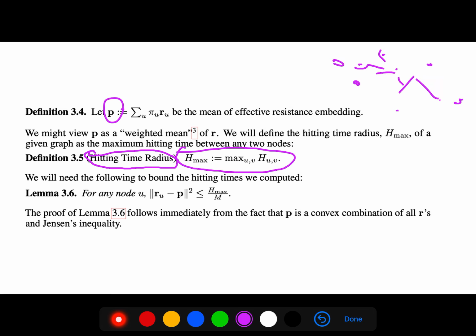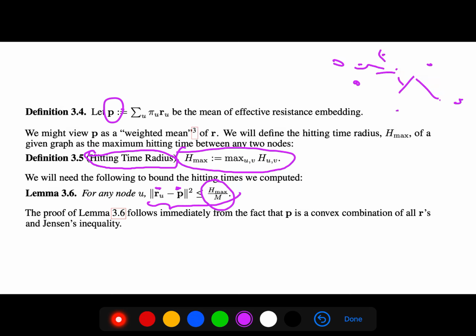For any node, we have this relationship. The distance between the effective resistance embedding and the mean of that is upper bounded by H max. Do you see how effective resistance is connected to hitting time radius? It is gorgeous.